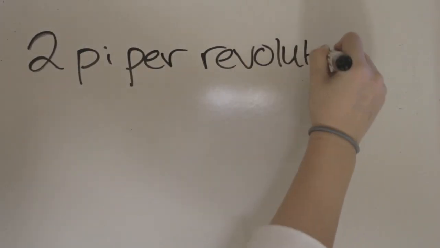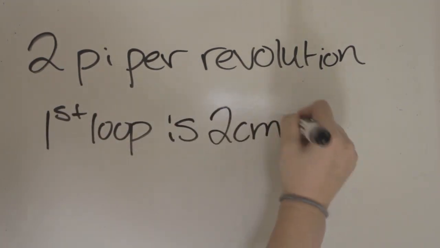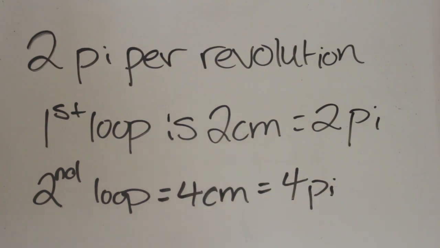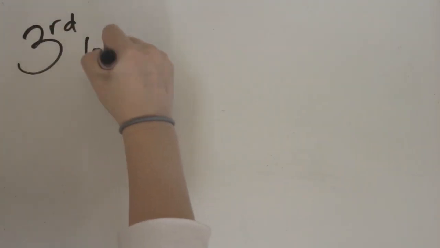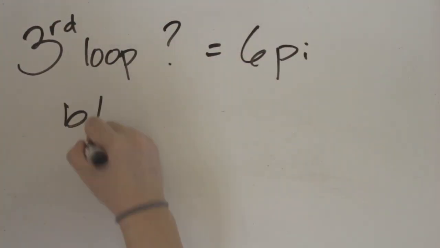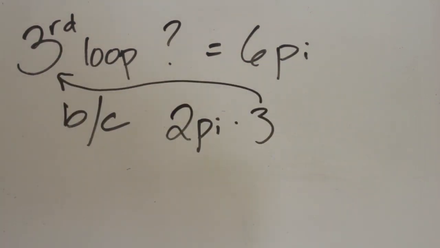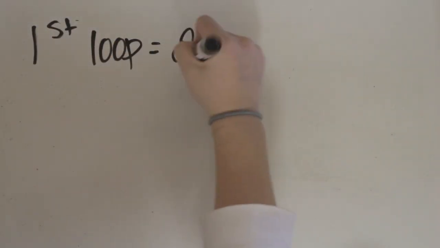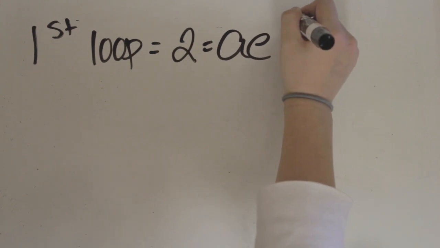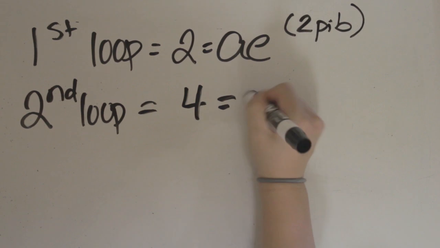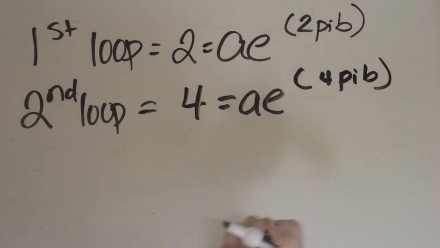When you solve for this, it's 2 pi per revolution, and the radius for the first loop is 2 centimeters, so it would be 2 pi. The radius for the second loop is 4 centimeters, so it would be 4 pi. We don't know the radius for the third loop yet, but it's 6 pi because it's 2 pi per revolution. The a and b in this formula are arbitrary positive constants. So the first loop is 2 equals a times e to the 2 pi b. The second loop is 4 equals a times e to the 4 pi b.